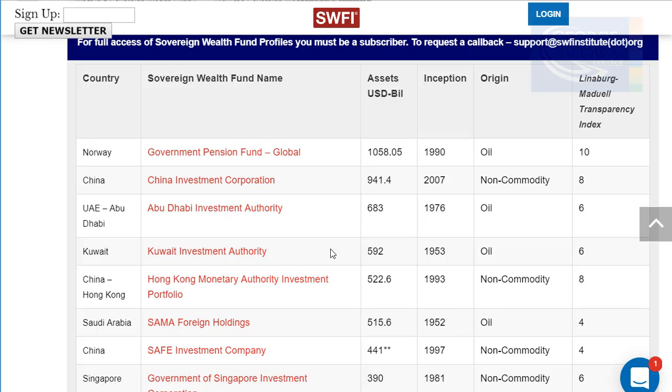Okay, Kuwait Investment Authority. Again, that would be an estimate, and you can see the funds going into the account are coming from oil. So again, this is just a quick look. I wanted to show you the Sovereign Wealth Fund Institute, where you can find some information with regards to sovereign wealth funds.